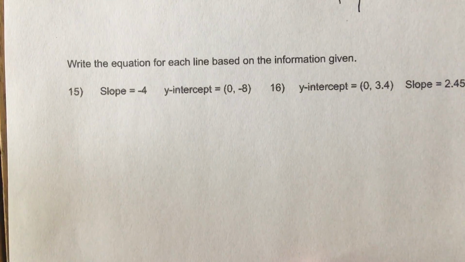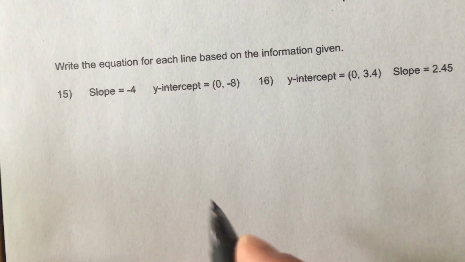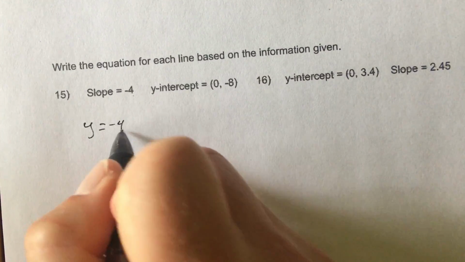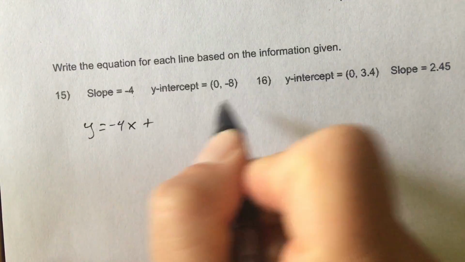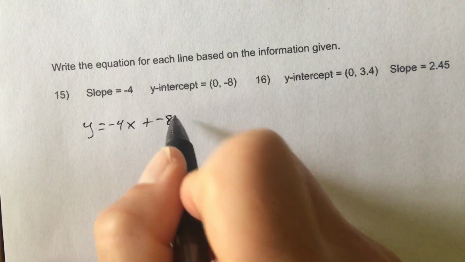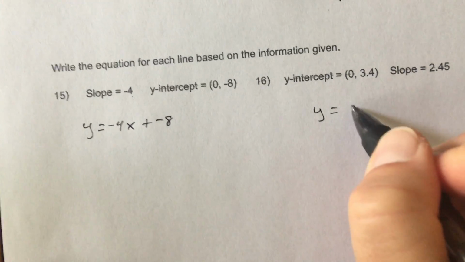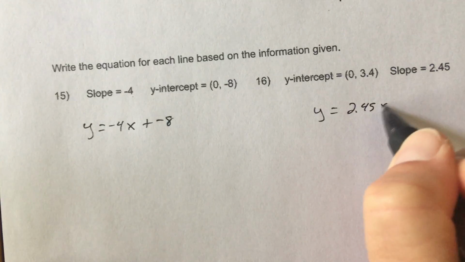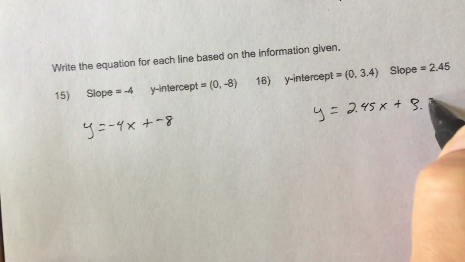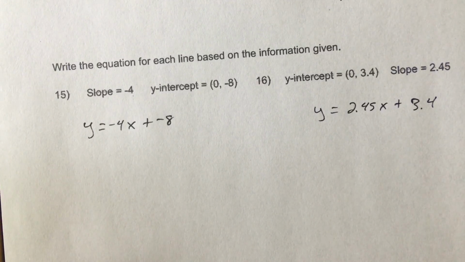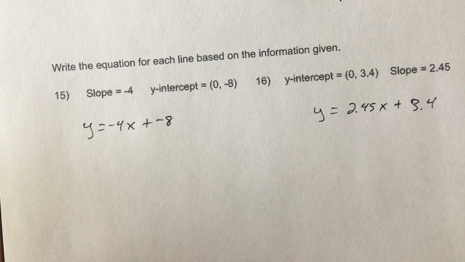Okay. Then we're writing equations, and the first ones are easy enough. We're just using our slope-intercept form. So slope -4 times x plus the y-intercept of -8. Easy, we just follow that format. Y equals slope 2.45 times x plus y-intercept 3.4. Okay? It is just that simple.